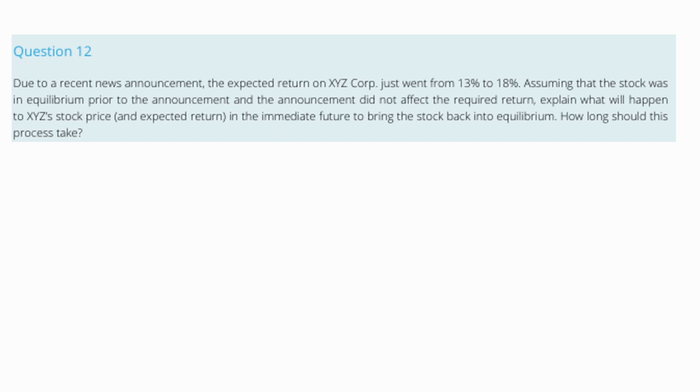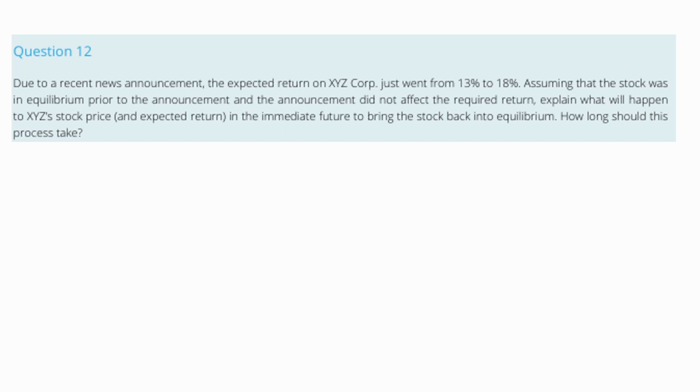This process should happen instantaneously if markets are efficient. People will see the discrepancy between expected and required returns and start buying immediately. With everyone wanting to buy at the same time, the price will respond immediately.